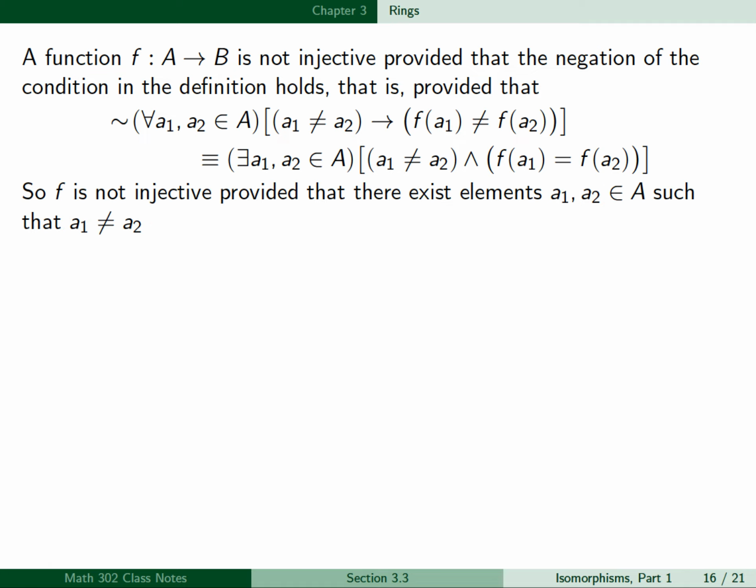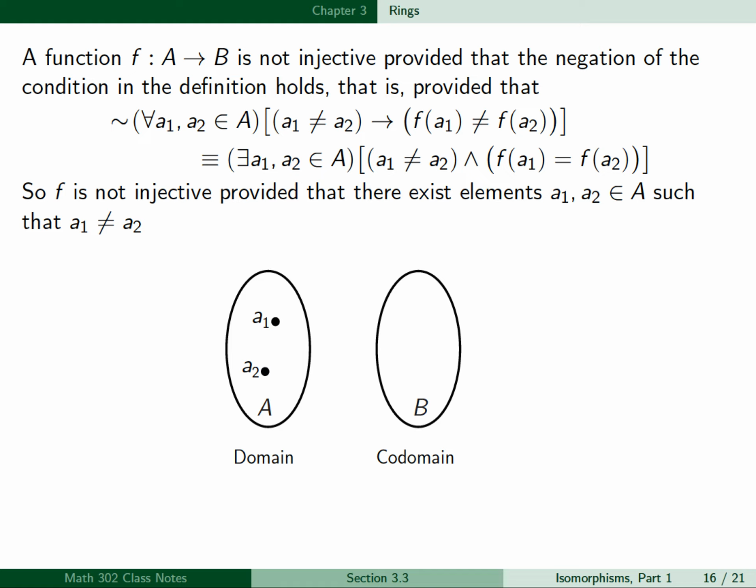So f is not injective provided that there exist elements a1, a2 in A such that a1 is not equal to a2. So we can see in the diagram we have distinct elements a1 and a2 in the domain, but f(a1) equals f(a2), meaning that f maps a1 to an element f(a1) and f maps a2 to the same element, which is equal to f(a2).